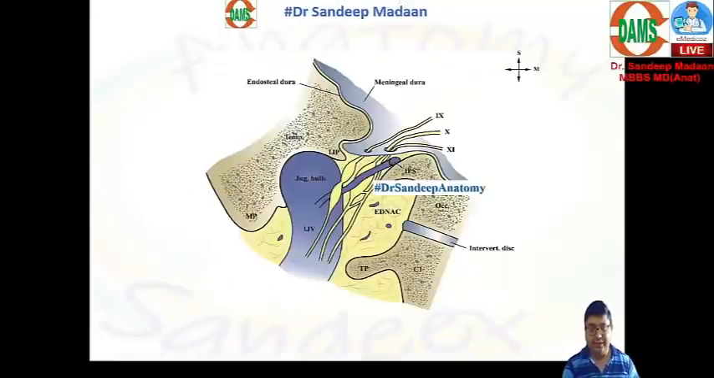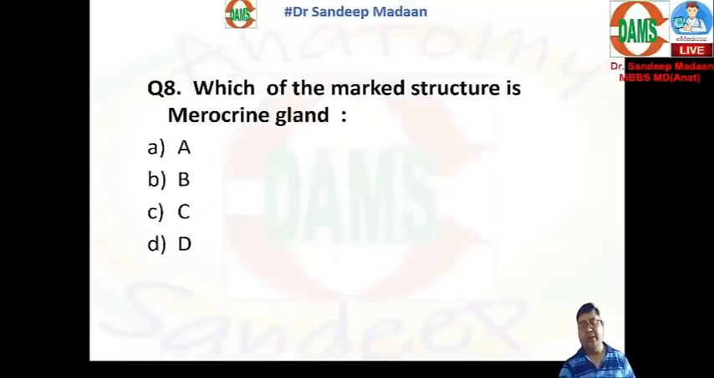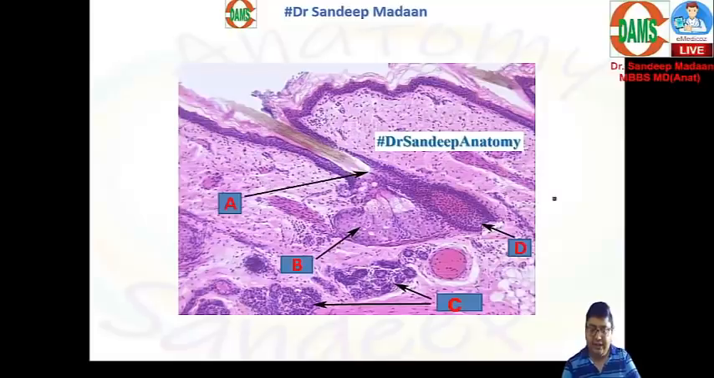Okay, so next question: which of the following structures is a merocrine gland? A, B, C, D, and this is the slide given. Now we have to first identify what these structures are, and then we can say which one is the merocrine gland. First of all, A is the hair follicle, so that is not a gland. This is the shaft part, hair follicle and hair shaft, right? And here you can see this is the gland, this is the sebaceous gland.